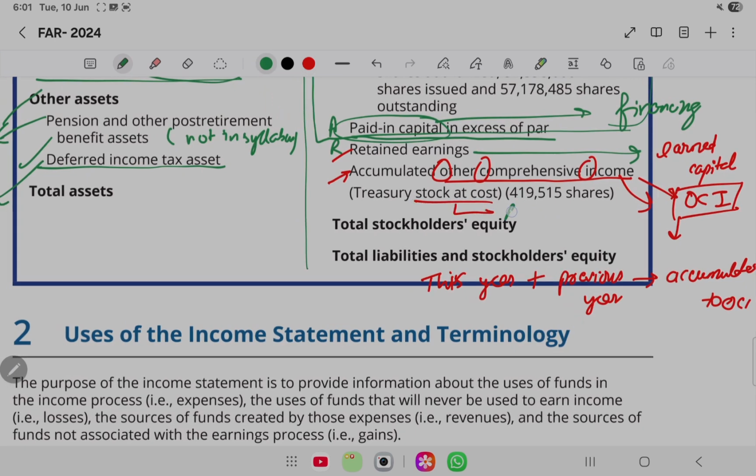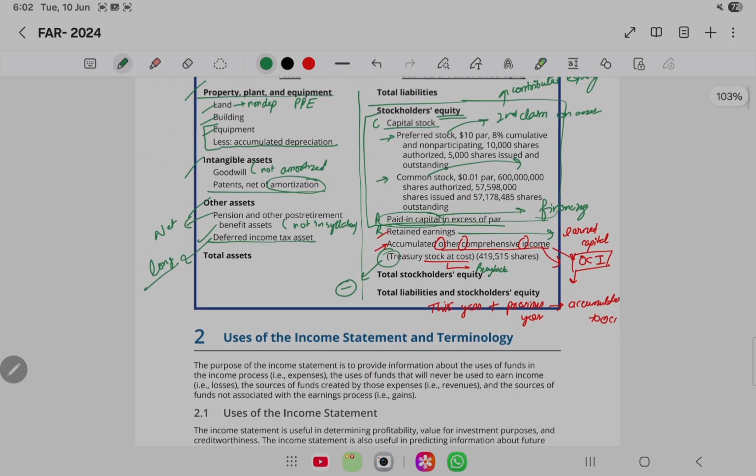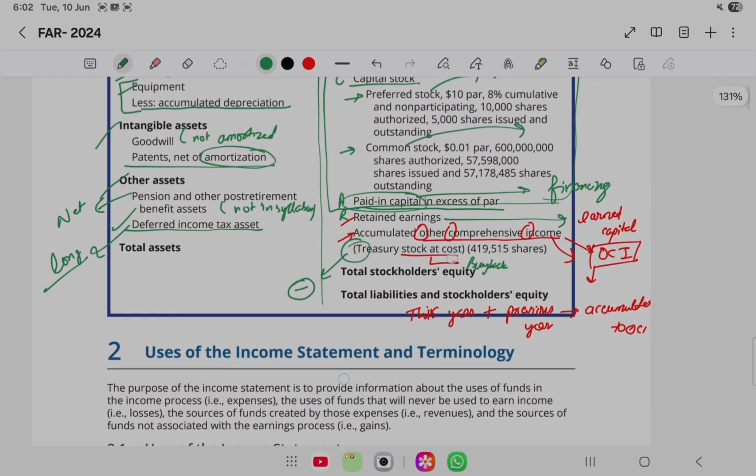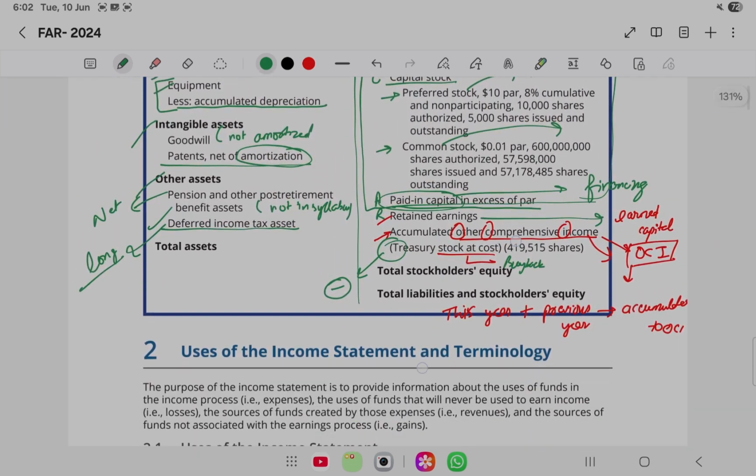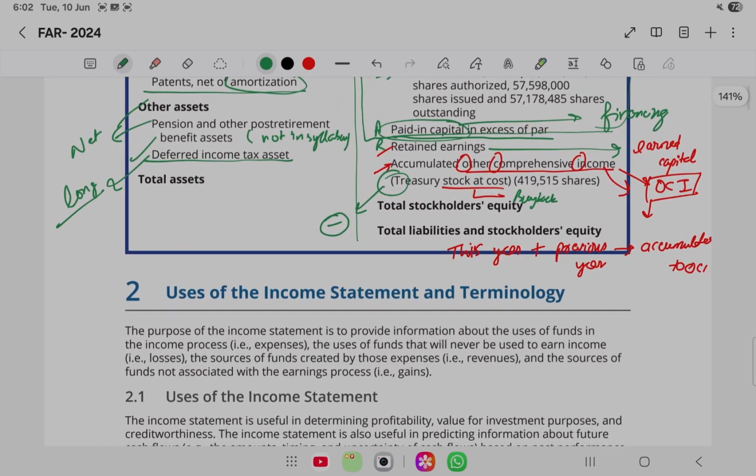So what is treasury stock at cost? It is a buyback of shares. This item is always in the negative category. We do not add it in the balance sheet; we subtract it from equity. We always subtract it from equity, and it is also called contra equity.